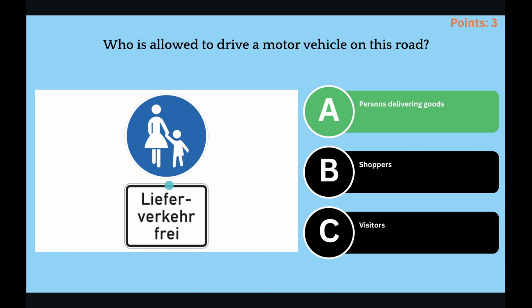This is a pedestrian zone with an additional sign that tells us that delivery vehicles can also enter this road. However, they must drive under 30 km per hour, and they must reduce speed or brake completely if a pedestrian is crossing the road. If you are not a delivery vehicle like DHL, UPS, or Amazon, you are not allowed to enter this street with your vehicle.